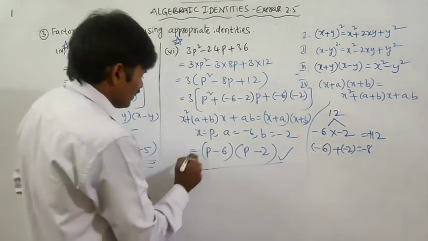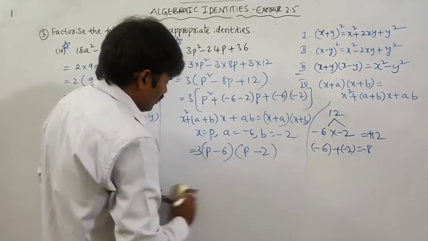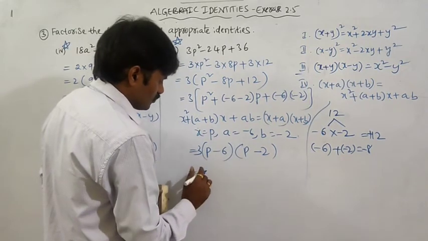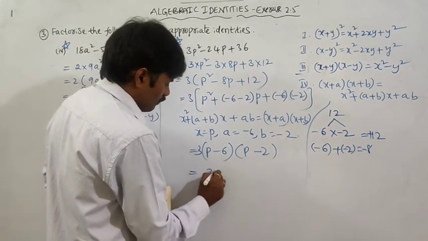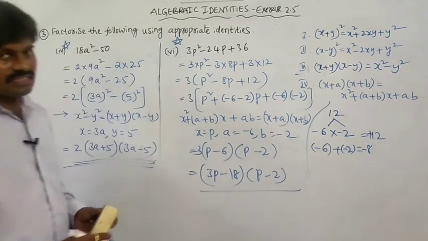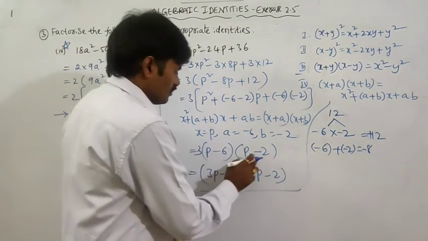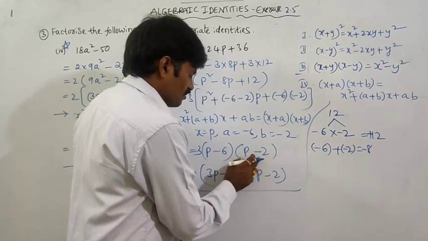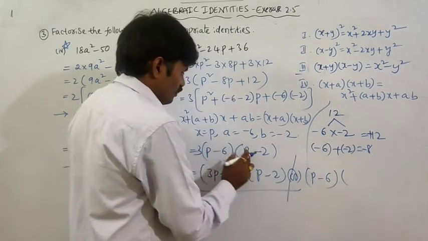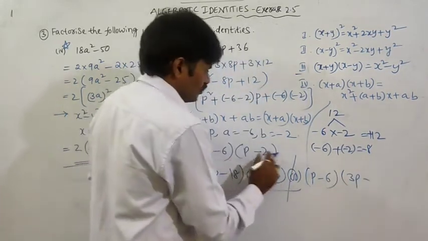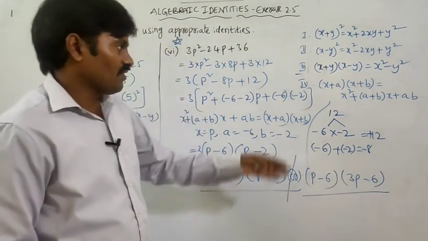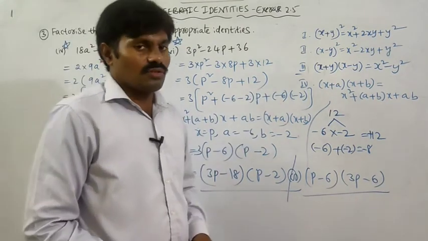But here is 3, so write 3 also. If you want to write it, we can multiply this 3 into any one polynomial only, not both. Okay, so I am writing 3 into p, 3p minus 3 sixes are 18, 3p minus 18 into p minus 2. This is the final answer. Or you can multiply it by the other expression, then we will get p minus 6 into 3 into p, 3p minus 3 into 2, 6. Like this also we will get. No issue. So you can factorize using identities also in this way.